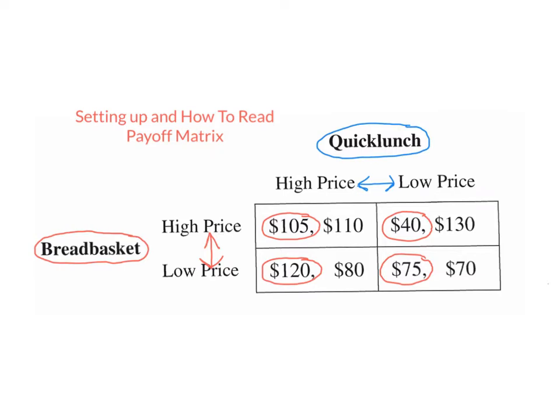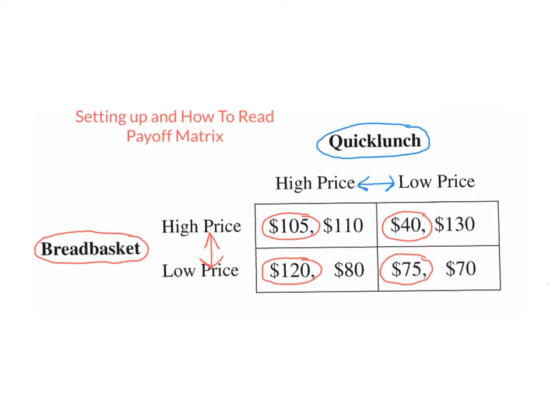The most important thing in a game theory problem is understanding how to set up the problem and how to read the payoff matrix. In our example here, we have Breadbasket as a company and Quick Lunch. We have two separate strategies, setting a high price and a low price. Inside each of the quadrants are what the payoffs are for both of these companies.